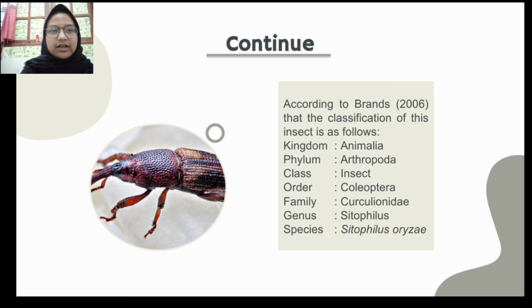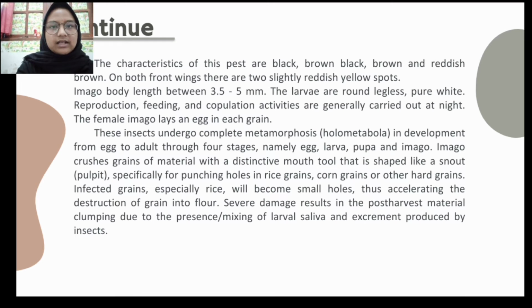Next is classification of this insect according to Brands 2006. The kingdom of this insect is Animalia, phylum Arthropoda, class Insecta, ordo Coleoptera, family Curculionidae, genus Cytophilus, and the species is Cytophilus oryzae. Next is the characteristic of these insects: they are black, brown, and reddish brown. On both front wings, there are two slightly reddish yellow spots. The imago body length is between 3.5 and 5 mm, and the larvae are round, legless, and pure white.